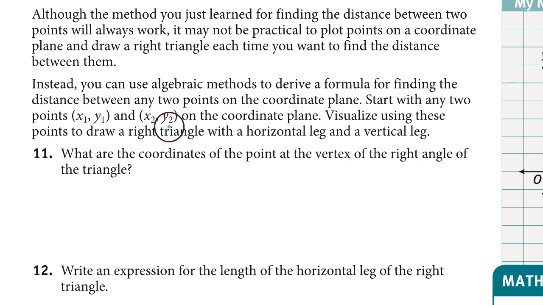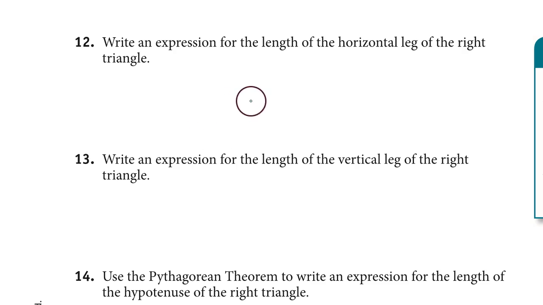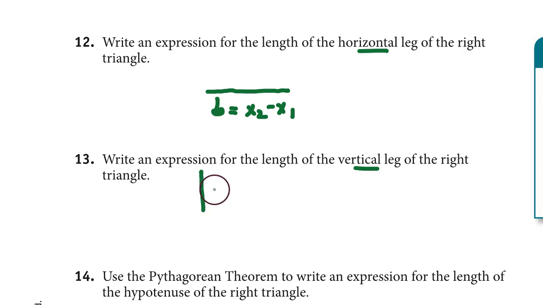to represent its coordinates. Number 12, write an expression for the length of the horizontal leg of a right triangle. Horizontal is across. It's the one that we said was lowercase b, and our formula could be x2 minus x1. Number 13, write an expression for the length of the vertical leg. The vertical leg was the up and down side of the triangle, the one that we labeled lowercase a, and it could be y2 minus y1.